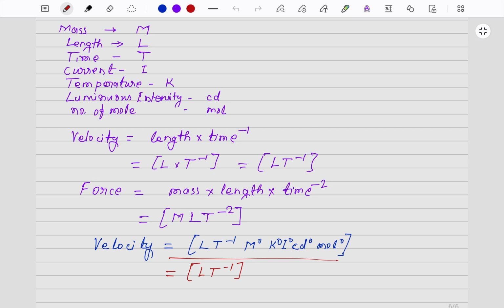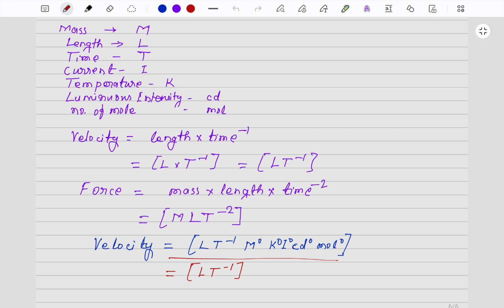And one more thing I want to add here: when we write the dimension of a physical quantity in symbol form, we include the whole expression in square brackets. Now for force, it is [M L T to the power minus 2].